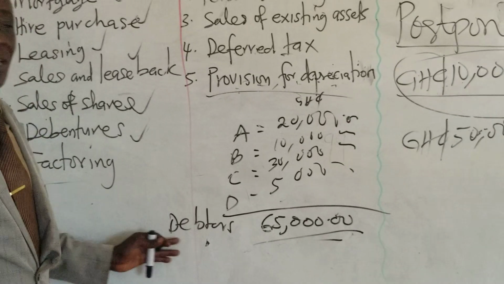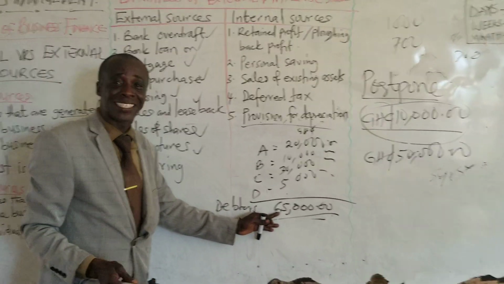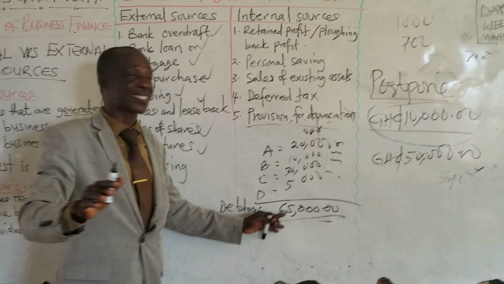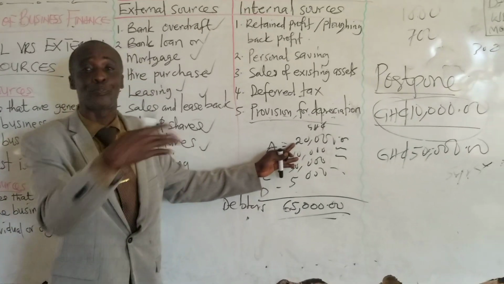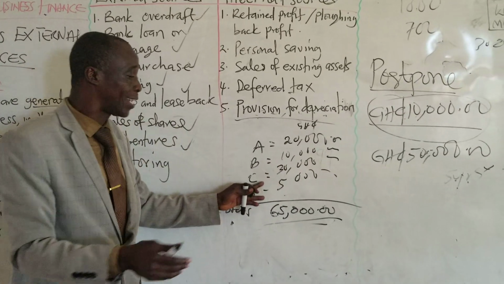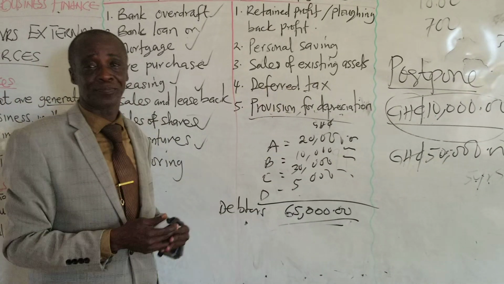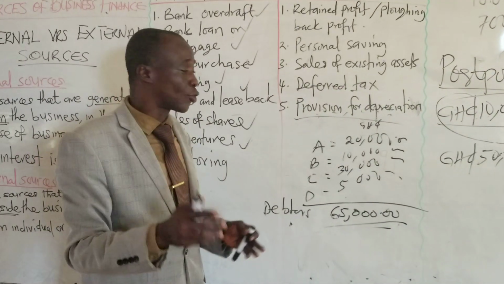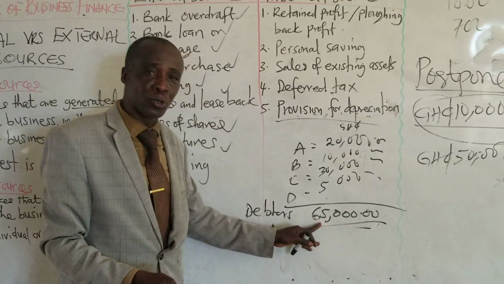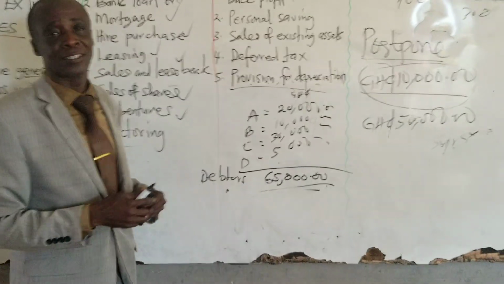Now, the debt can go bad. In other words, Mr. A can decide not to pay, B can decide not to pay, C can decide not to pay, this one can decide not to pay. Or they may pay part. Let's assume they don't pay anything. That means you are going to lose 65,000 Ghana cedis.